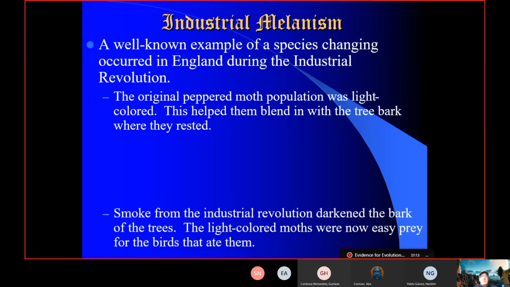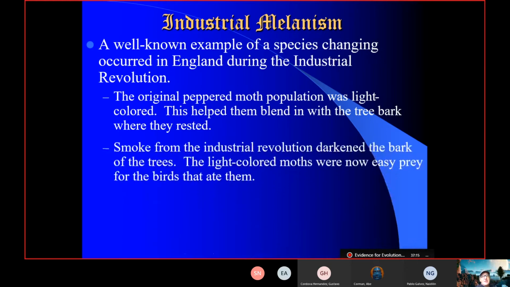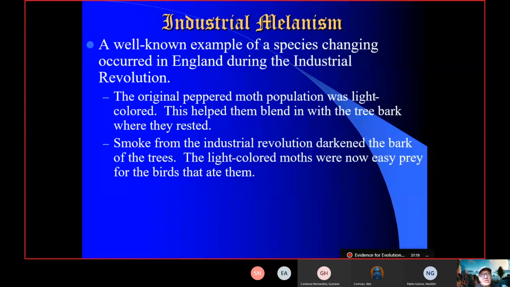Well then, with the Industrial Revolution, if you think about a factory in the 1800s, they were not really using any smog controls. So all kinds of smoke and soot was released from their chimneys, and there was so much released that it covered the bark of the trees with soot. And what was once a light-colored tree is now a dark-colored tree. The bark of the tree was darkened because the soot was sticking to it.